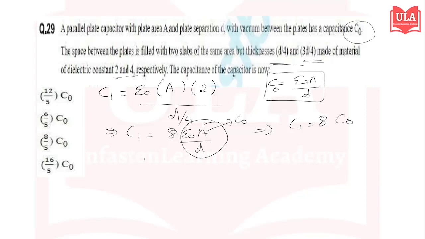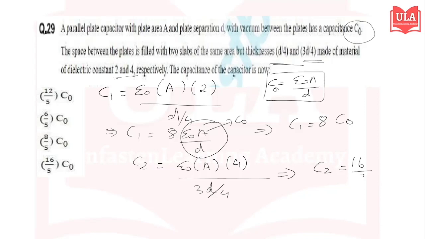Now calculating for C2, it will be epsilon naught A into 4 divided by 3D by 4, which will be C2 is equal to 16 by 3 epsilon naught A by D. So you can just consider this to be C naught. So C2 will be equal to 16 by 3 C naught.